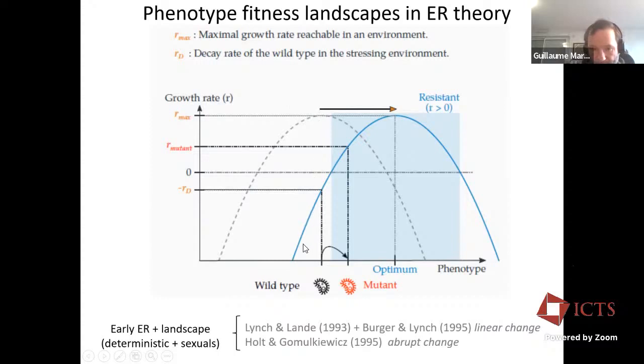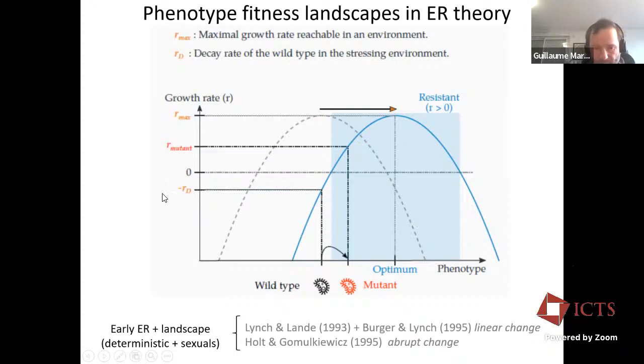There is an optimum here corresponding to the maximum growth rate. This maximum growth rate we may call R max. And mutations happen from a wild type in black to become a mutant in red. They can go one way or the other. They are symmetric about the wild type. And a change in the environment is conceptualized as a shift in the optimum in the typical literature.